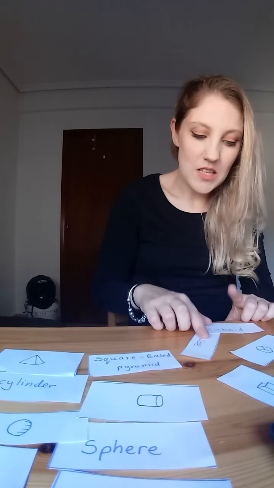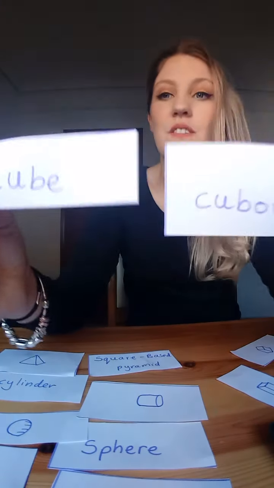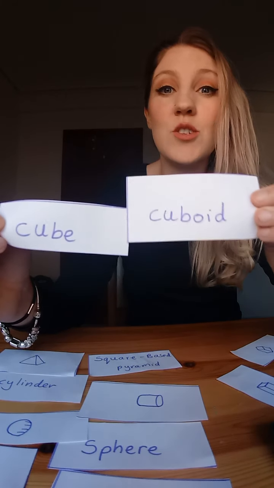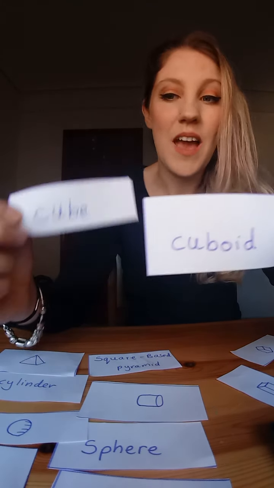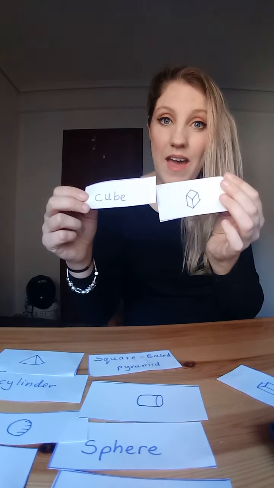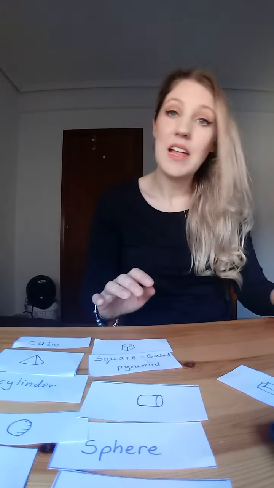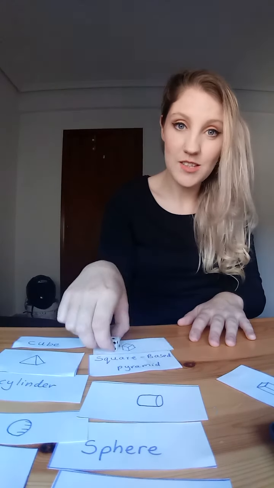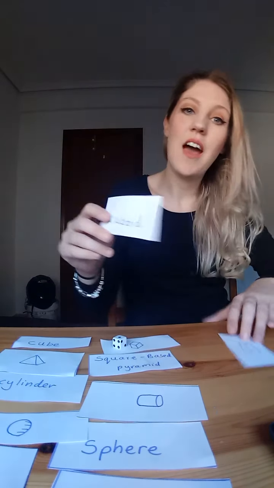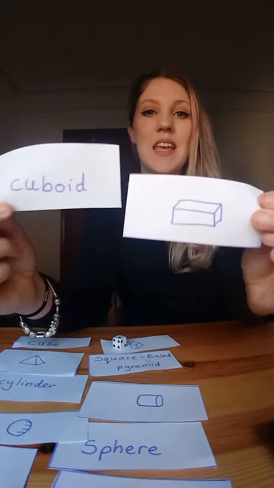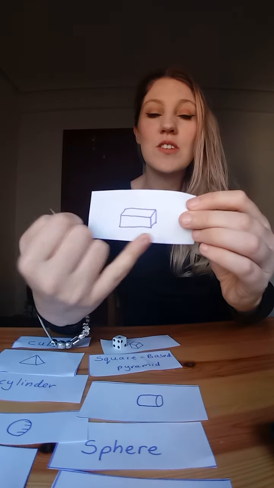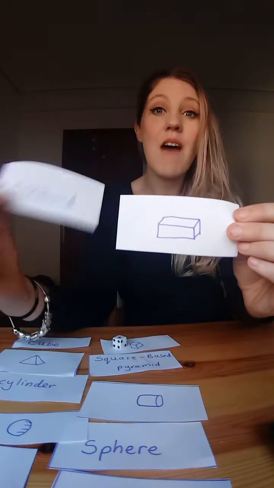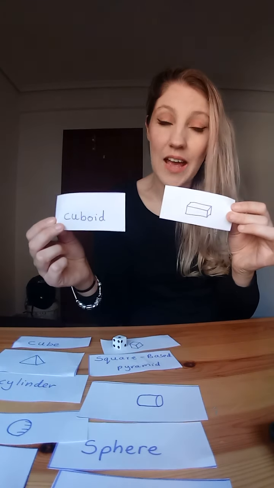Now, these two are very easy to get confused. Look, we've got cube and cuboid. So we have to remember a cube is the one with the square faces, like a dice. And our cuboid has got 2 square faces and the other 4 faces will be rectangles.